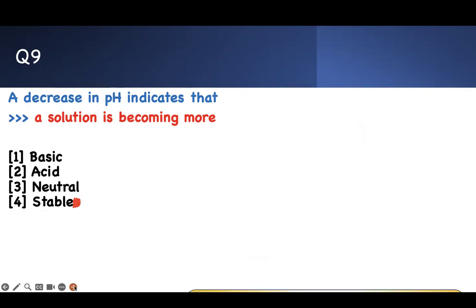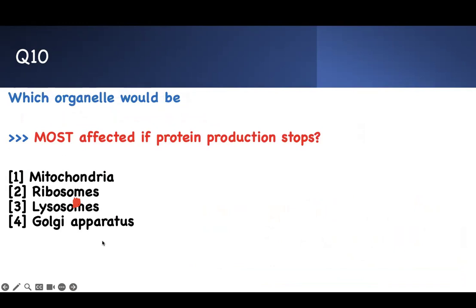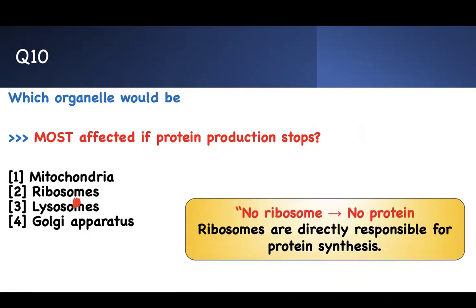And the last question. Which organelle will be most affected if protein production stop? This is high-level thinking. You have to pick an answer that is deal with protein production. Mitochondria is energy. Ribosome is protein. Lysosome break things up. Golgi is package thing. Therefore, which one will be affected? Ribosome. The key word is no ribosome, no protein.